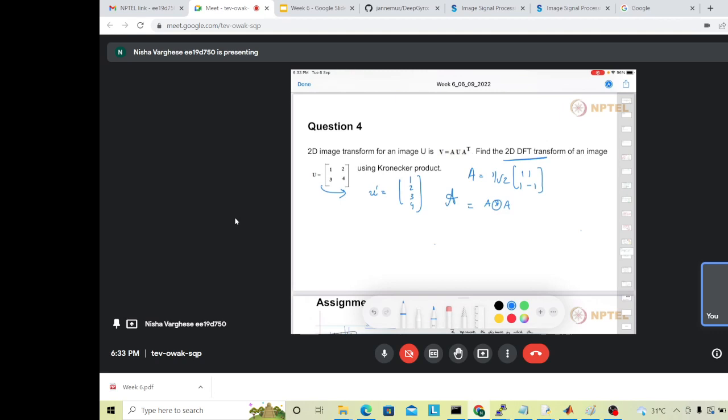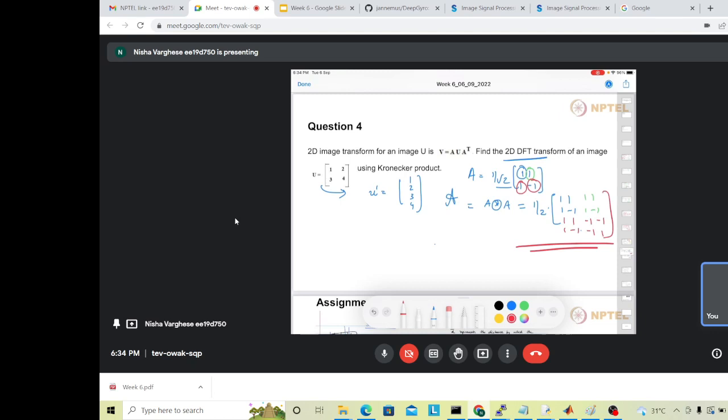So A Kronecker A, I have explained what. So 1 by root 2 and 1 by root 2 becomes 1 by 2, and this element is multiplied with all the elements of the next matrix. The next matrix is the same, right? So 1 1 1 minus 1. Then the next value should be multiplied with all the elements. So 1 1 1 minus 1. Then the next one, 1 1 1 minus 1. Then comes minus 1. So minus 1 minus 1 minus 1 1. So this is our Kronecker product using the 2D DFT matrix A.